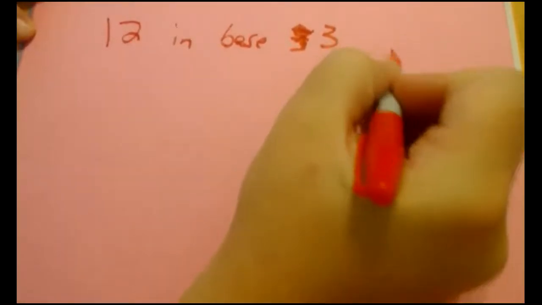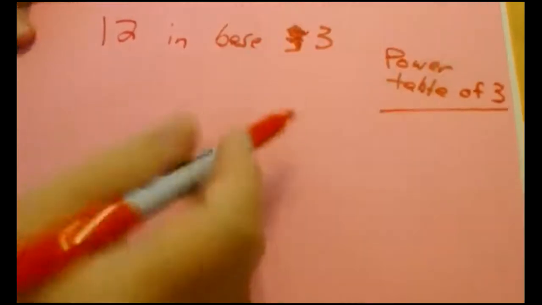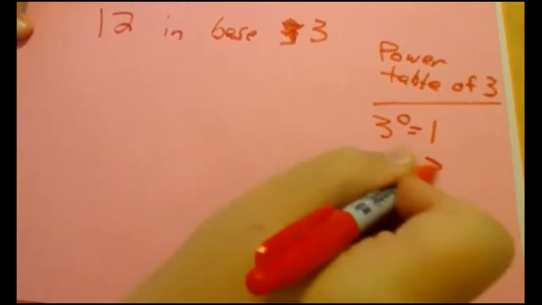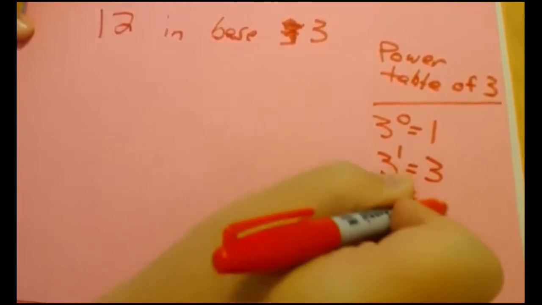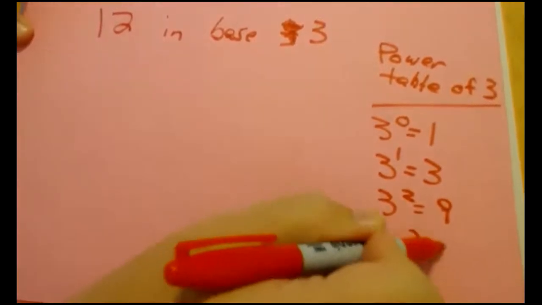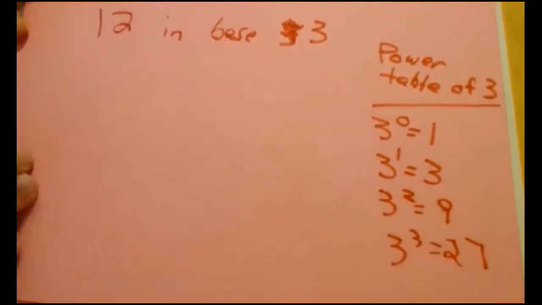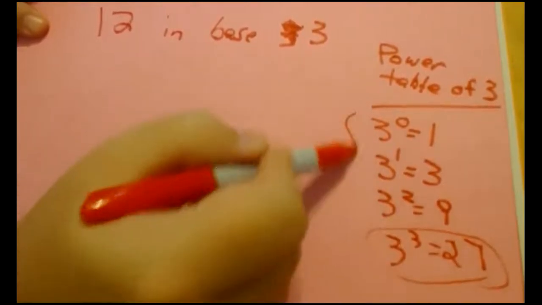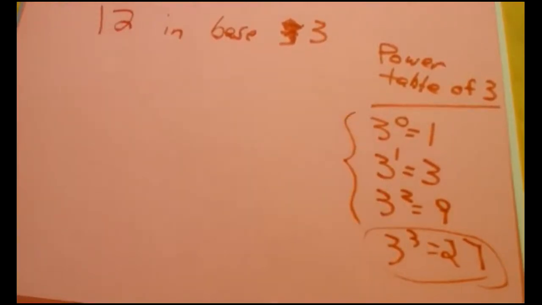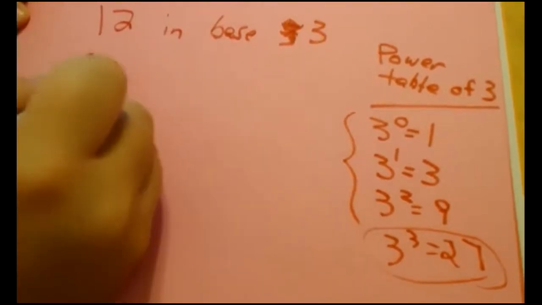So, how do you do that? You begin by examining the powers of 3. Okay, let's get a power table of 3 over here. In my power table of 3, I have 3 to the 0 is 1, 3 to the 1 is 3, 3 to the 2 is 9, and 3 cubed is 27. This one's too big, so I'm only going to use these.